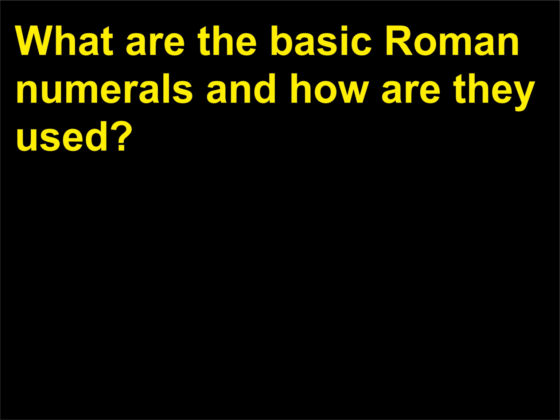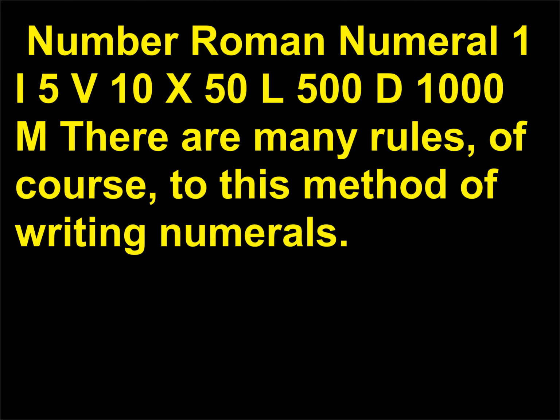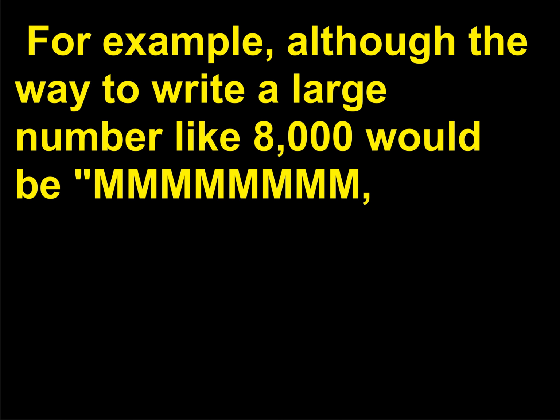What are the basic Roman numerals and how are they used? There are only 7 basic Roman numerals, as seen in the following chart. Number, Roman numeral: 1 I, 5 V, 10 X, 50 L, 500 D, 1000 M. There are many rules, of course, to this method of writing numerals. For example, although the way to write a large number like 8000 would be MMMMMMMM, this is very cumbersome.